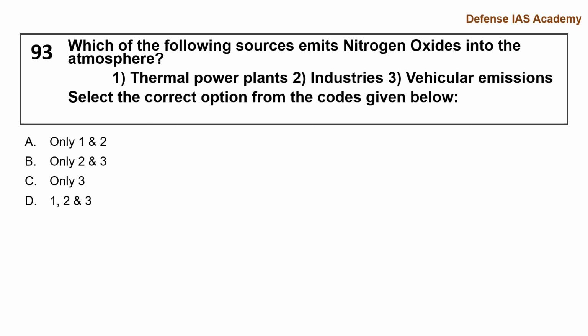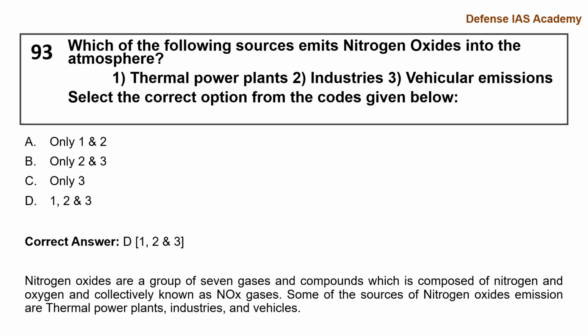Question 93. Which of the following sources emits nitrogen oxides into the atmosphere? 1. Thermal power plants. 2. Industries. 3. Vehicular emissions. Select the correct option from the codes given below. The correct answer is option D, 1, 2 and 3. The nitrogen oxides are a group of 7 gases and compounds which is composed of nitrogen and oxygen and collectively known as NOx or nitrogen oxide gases. Some of the sources of nitrogen oxides emission are thermal power plants, industries and vehicles.